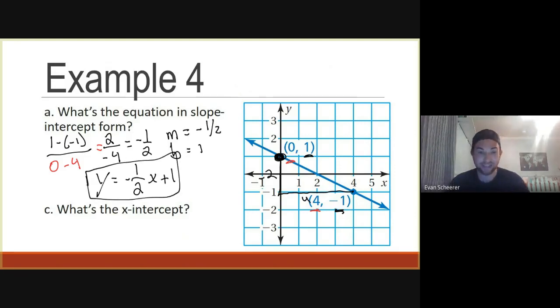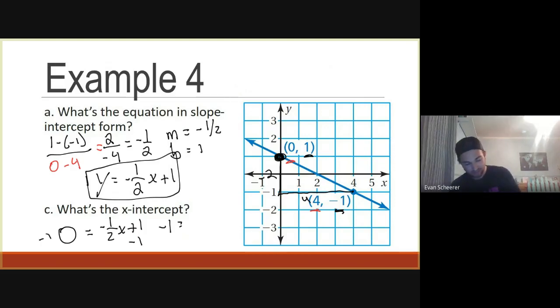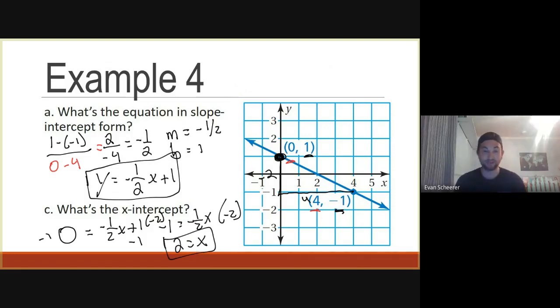To find our x-intercept, we do 0 equals negative 1/2 x plus 1. So we subtract 1, we get negative 1 equals negative 1/2 x. Multiply both sides by negative 2, and you get 2 equaling x. That is your x-intercept. You could also look right here. That is going to be your x-intercept.